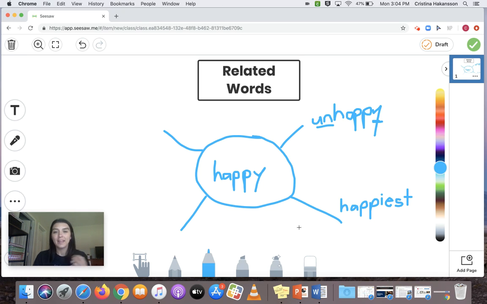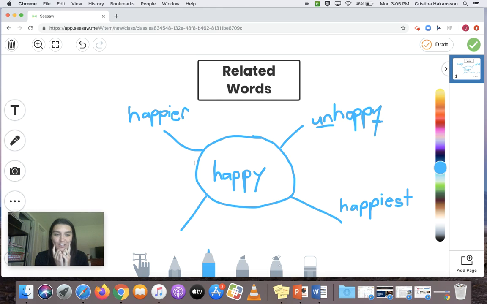So unhappy, happiest, happier. So again, I'm using that base word and I'm adding either prefixes or suffixes. Notice I also had to change the Y here to an I. So happy, unhappy, happiest, happier. Let's see, happy. I think those are all the ones I can think of.